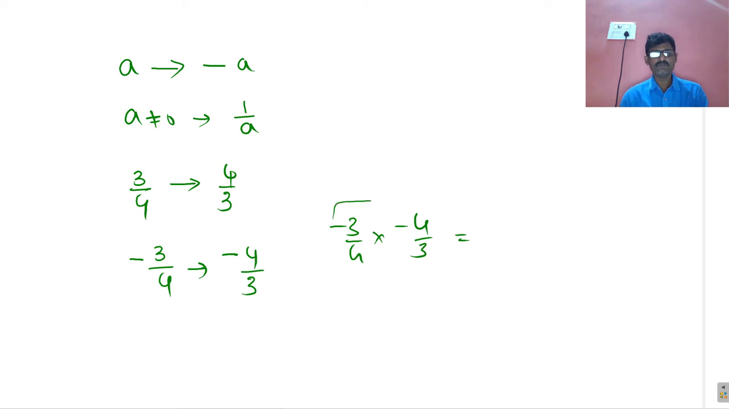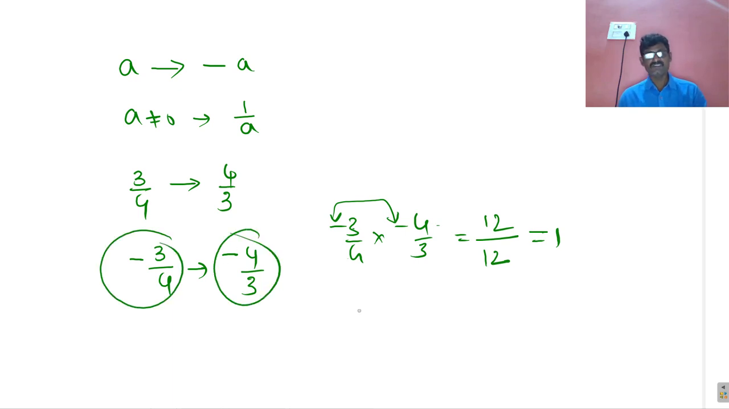If you take a negative number like negative 3 by 4, then the multiplicative inverse of negative 3 by 4 is negative 4 by 3. If you multiply these two, negative 3 by 4 times negative 4 by 3, minus times minus is plus. In the numerators 3 times 4 is 12, divided by the denominator 4 times 3 which is 12. So 12 divided by 12 equals 1. So the multiplicative inverse of negative 3 by 4 is negative 4 by 3.